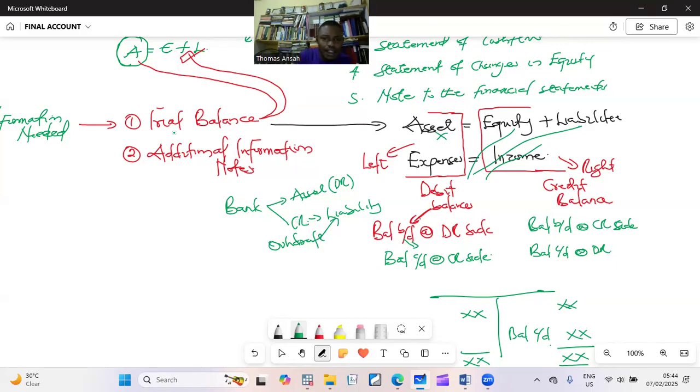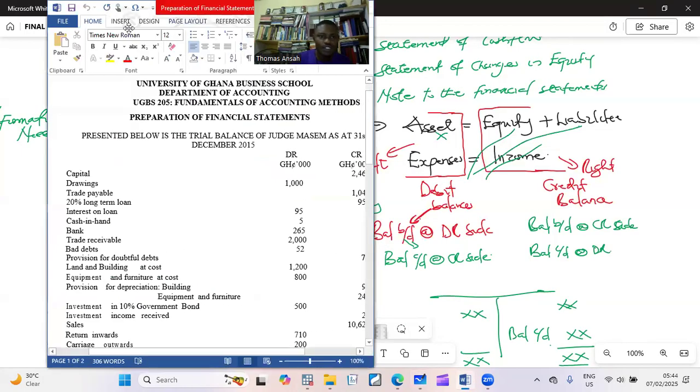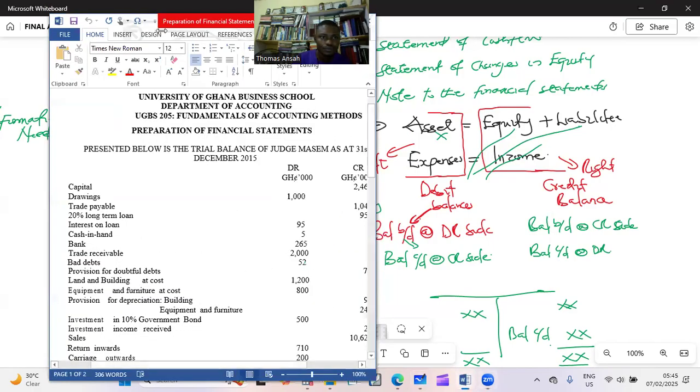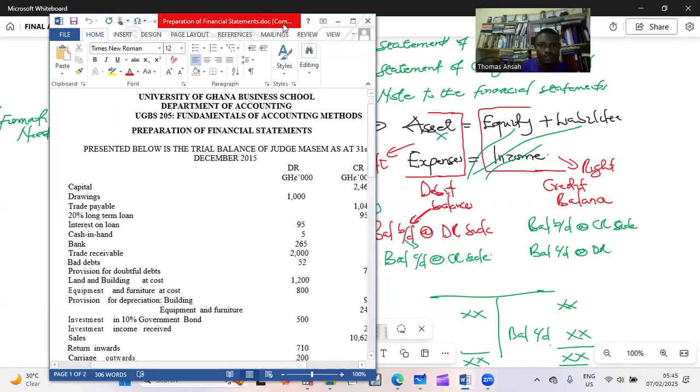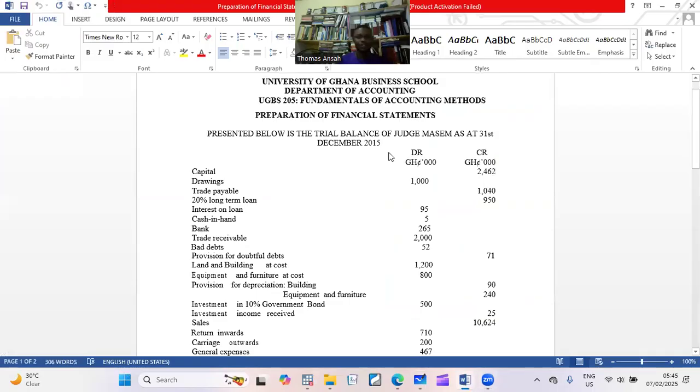Now, in the trial balance, we use the balance brought downs or the balance carried downs to prepare the trial balance. So let me show you a sample of a trial balance. You see, we've been using this information in our tutorials face-to-face on campus.